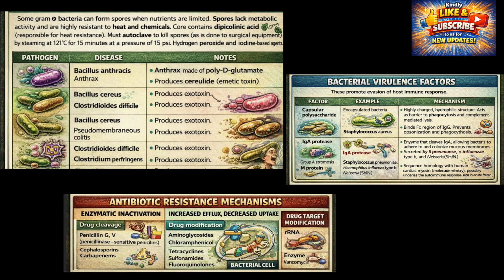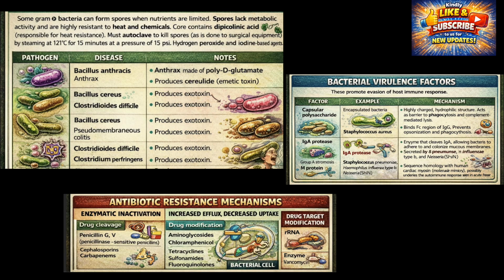Now let's talk about spore-forming bacteria, then continue with virulence factors, and then finish this video by discussing bacterial drug resistance. Firstly, spore-forming bacteria represent a classic survival strategy tested repeatedly by examiners because it explains both environmental persistence and infection control failures. Certain gram-positive organisms, specifically Bacillus and Clostridium species, can form endospores when nutrients are depleted. These spores are metabolically inactive and extremely resistant to heat, desiccation, radiation, and many chemical disinfectants.